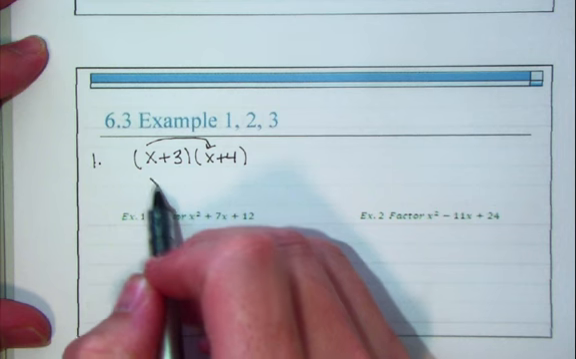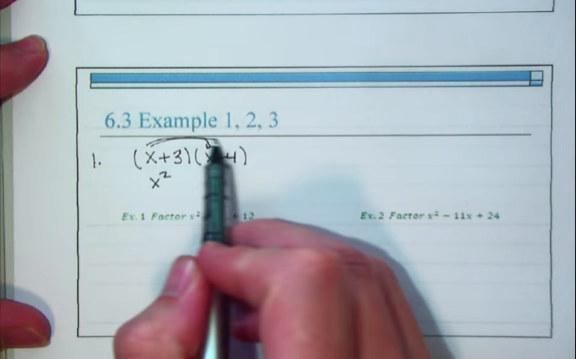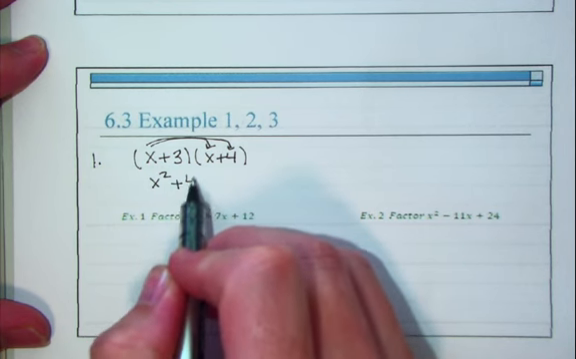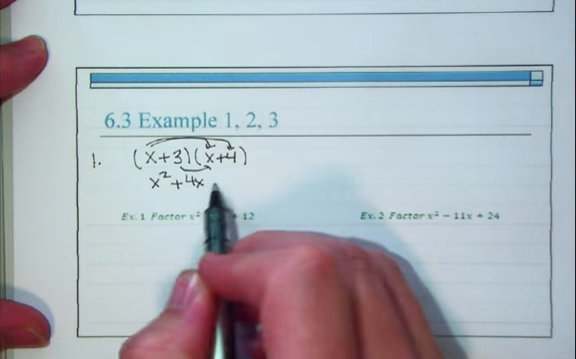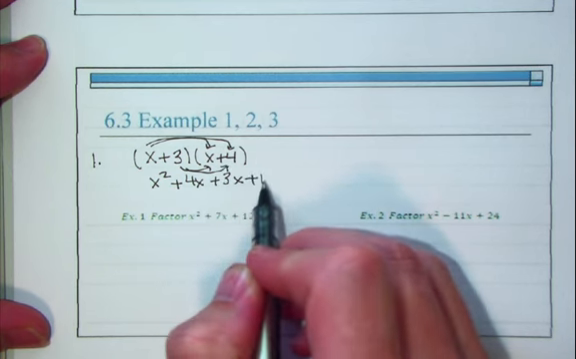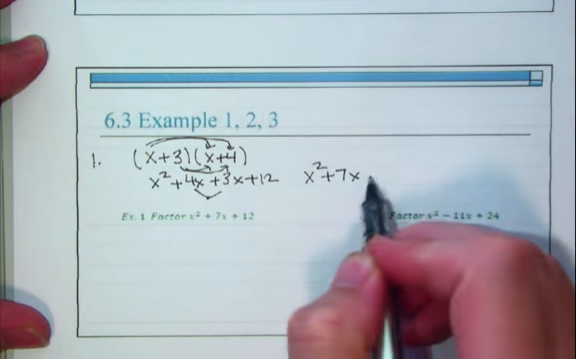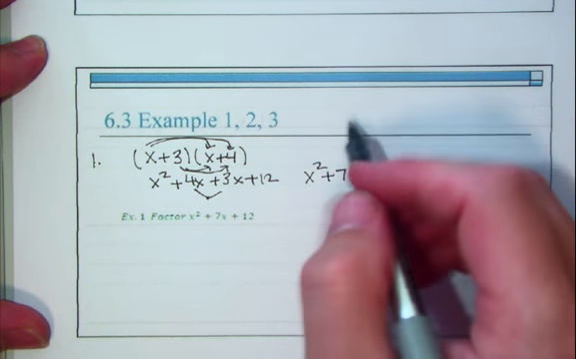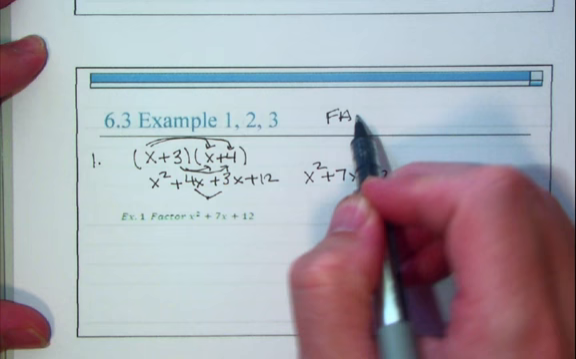So x times x is x squared. And then we do the outside terms, 4 times x is plus 4x. And then we do the inside terms, 3 times x is plus 3x. And then the last terms, 3 times 4 is a plus 12. And then we would combine those two middle terms, and we would end up with x squared plus 7x plus 12.